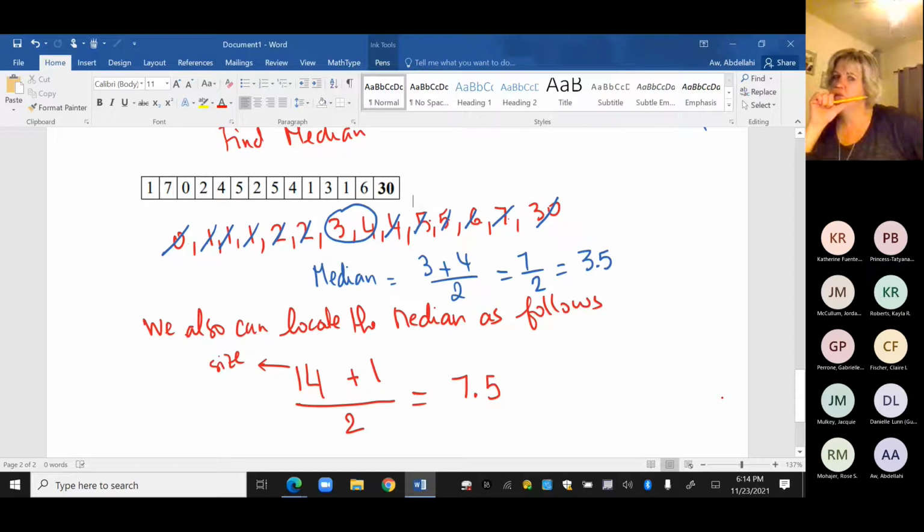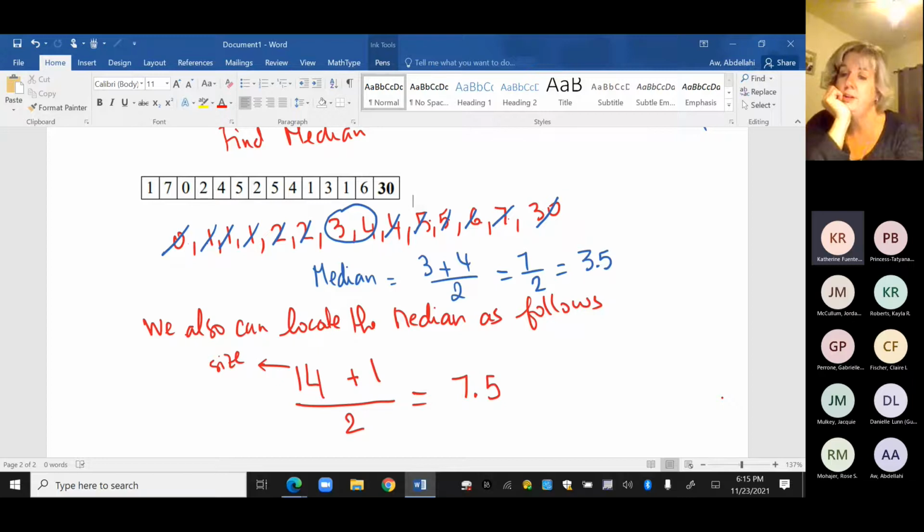7.5, right? But since it is 7.5, can I have a 7.5 position? Can you have a decimal position? Does it make sense? No, it doesn't make sense. I mean, can I say, okay, this one is in the first place, you are in the second place, and then John is at the 3.5 place? It doesn't make sense, right?